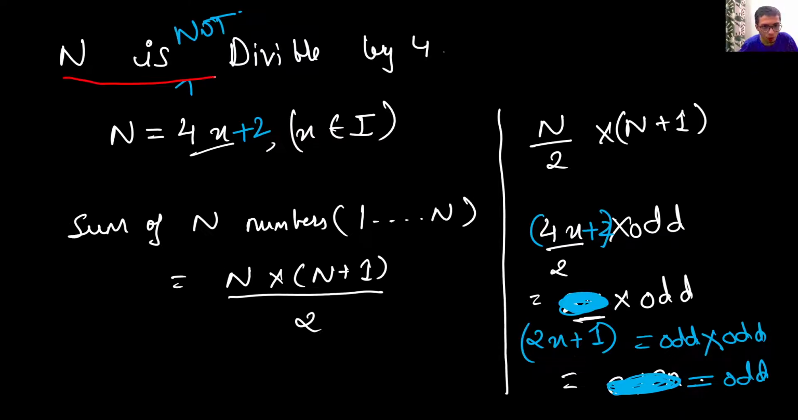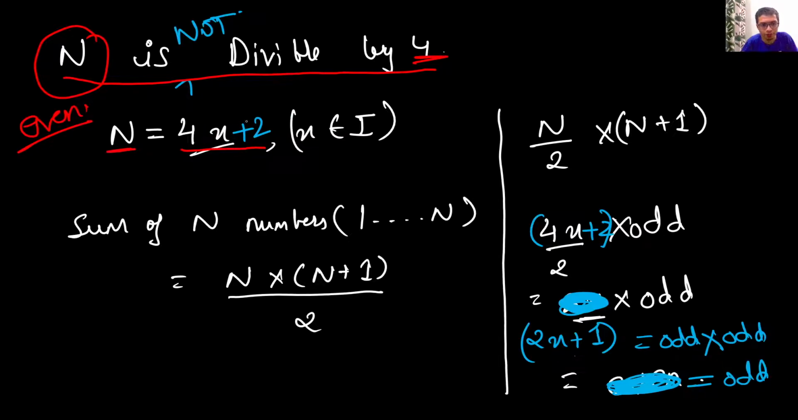Similarly, when n is not divisible by 4, we can write n as 4x plus 2. Why not plus 1 or plus 3? Because 4x plus 1 would be odd, and since it is given that n is always going to be even, we have to make it even. So 4x plus 2 would be even, as well as not divisible by 4. 4x plus 1 is odd, hence we are not taking it. 4x plus 3 is also odd, hence not taking it. And 4x plus 4 is divisible by 4, so we want it to be not divisible by 4, hence we are writing it as 4x plus 2.